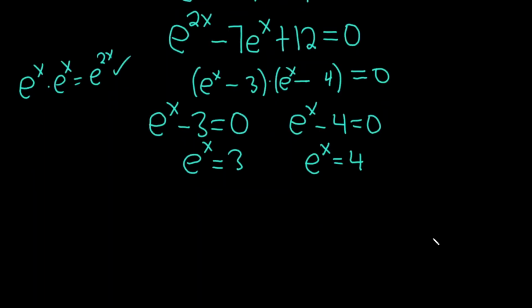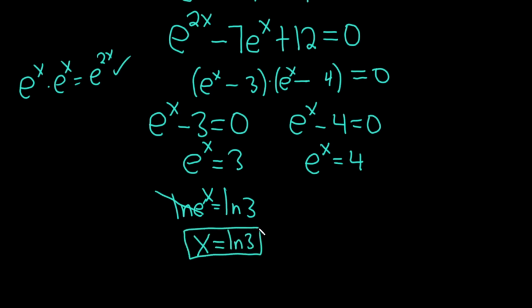And because we're looking for x, we can simply take the natural log of both sides like this. And we can use our powerful formula. These go away. So we get x = ln 3. Boom, it's one of the answers. Do the same thing here. Natural log of e^x equals the natural log of 4. Boom, these go away. So we get x = ln 4.